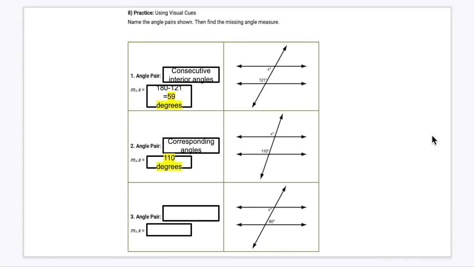Okay, and then our last problem. We want to see the angle relationship between these two angle pairs, so angle x and this given angle, 60 degrees. So what I noticed is that they're both inside the parallel lines, but they're on opposite sides of the transversal. So I know that these are going to be alternate interior angles. And if I have parallel lines, I know alternate interior angles are congruent. So if our given angle is 60 degrees, angle x is going to be 60 degrees as well.